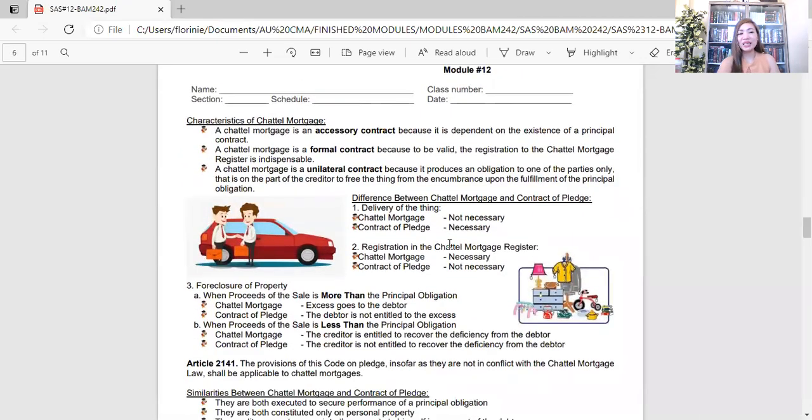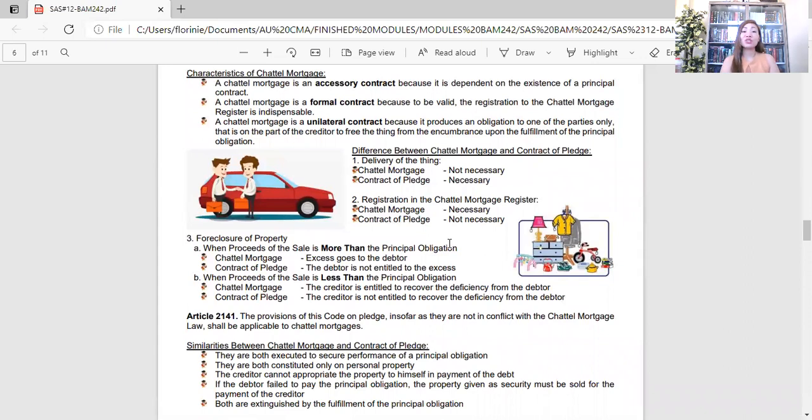Okay, pag-usapan na natin yung characteristic ng chattel mortgage. Siyempre, accessory contract siya, but it is a formal contract. Okay, formal contract, because to be valid, you need to register the chattel mortgage. Unlike yung real mortgage, you have options. Kung gusto mo i-register sa register of property, pwede. Kung ayaw mo, pwede din. Ano lang magiging problema mo doon?